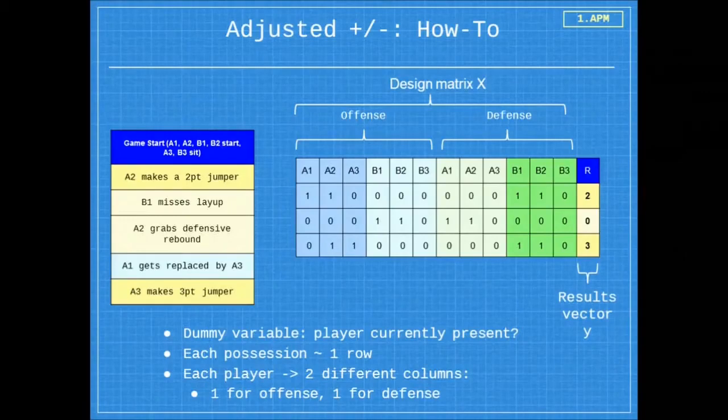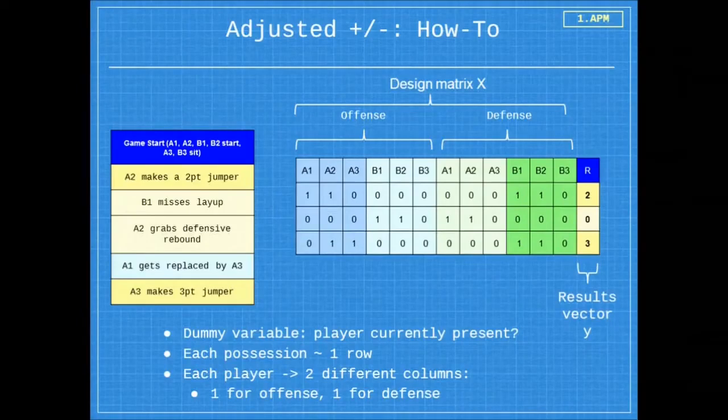And we have our design matrix X separated into offense and defense. So we have two columns for each player. You can see this is the offensive column for player A1, and so the left columns are just for offense, the right columns are for defense. And here on the right-hand side, we have the results vector Y. We're doing this with dummy variables, so we only care whether a player is currently present on offense or defense or not.